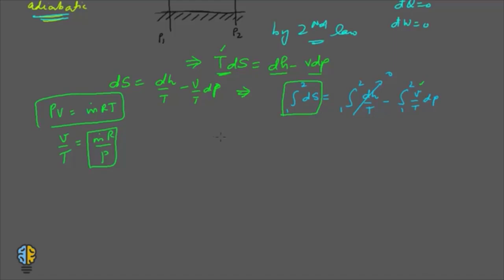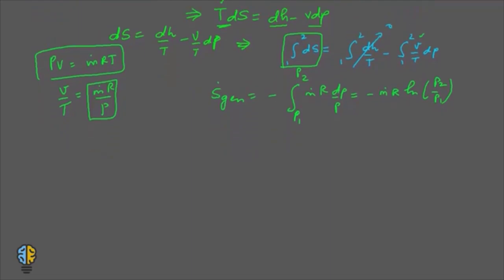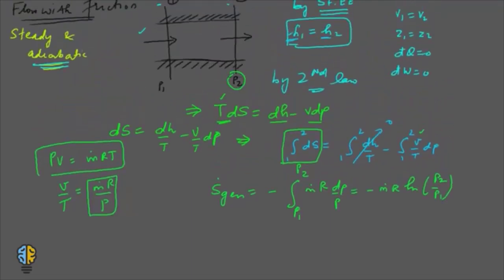So this is nothing but the entropy generation, and this becomes minus integral 1 to 2 of m dot into R into dP upon P. So this is what you get. Now if you integrate it, because the integration is for the variable P, I'll write down the limits from P1 to P2, so this would become minus m dot R into natural log of P2 upon P1. Now P2 is the pressure at section 2.